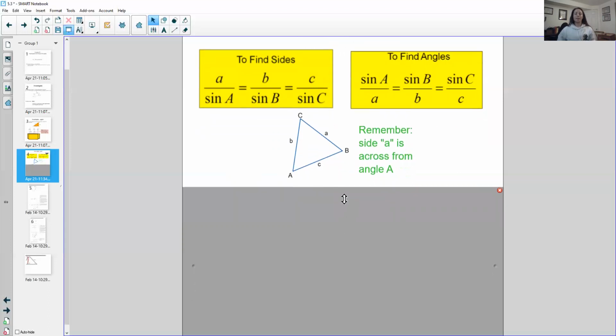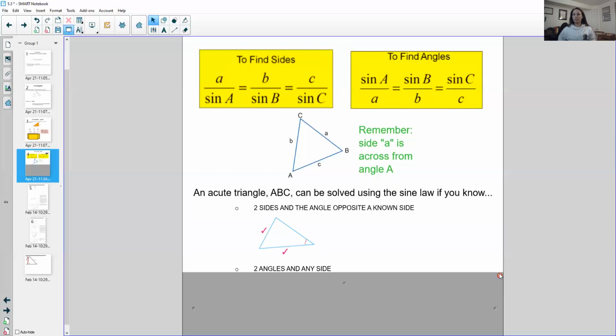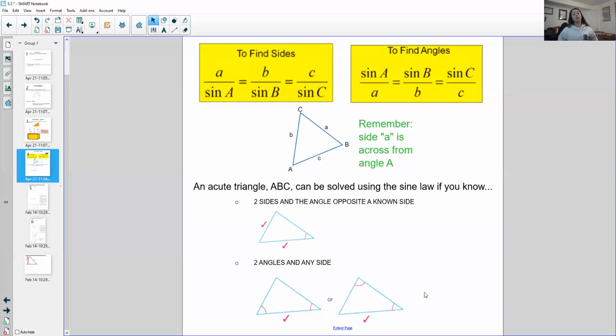So when can we use this formula? There are some conditions, and you will learn another formula tomorrow. But these are the scenarios where you can use your sine law. If I have a triangle and I know a side and an angle that is across from, or opposite to, one of my sides, I can use the sine law. The other scenario is if I have any two angles and any other side, I should be able to use the sine law. Those are the two scenarios where you can use your sine law.